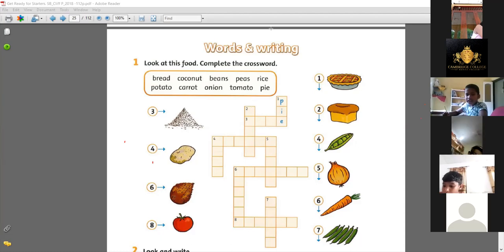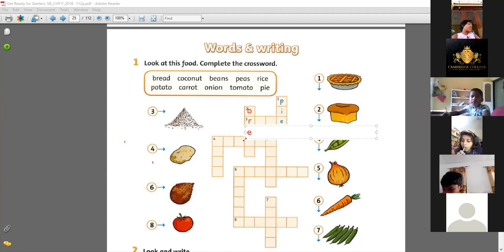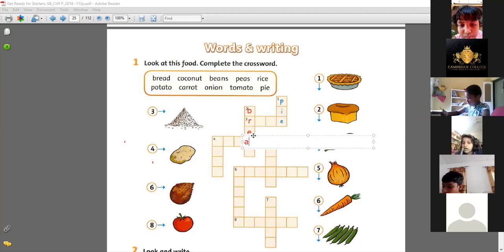Number two is potato. Yes, potato. That's the number three. Number two, bread. Put B downwards, R, E, A, D. Bread.